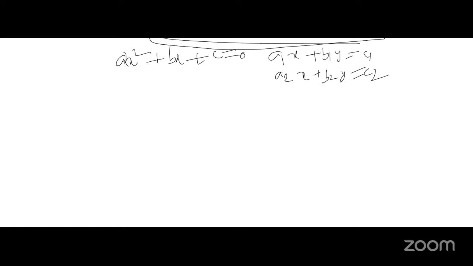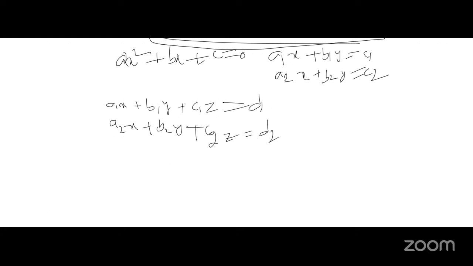But in the case of three simultaneous linear equations, we have a1x plus b1y plus c1z equal to d1, and next a2x plus b2y plus c2z equal to d2, and next a3x plus b3y plus c3z equal to d3. Okay, so these are the system of equations.